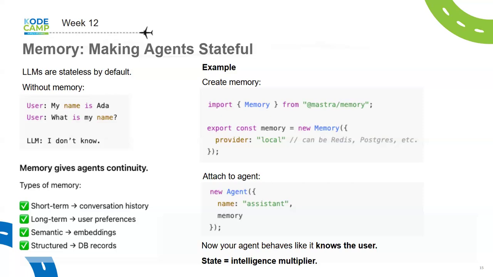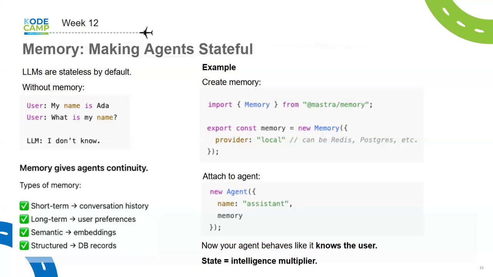But you can see how easy it is to bring memory in with Mastra, right? So I'm not going to go through all of the types of memory. I think we've talked about this already. Short-term, conversation history, long-term, user preferences, semantic embeddings. So Mastra also allows you to do semantic memory, right? Which is quite interesting. And then structured memory, which is where you can store it as DB, database records, right?